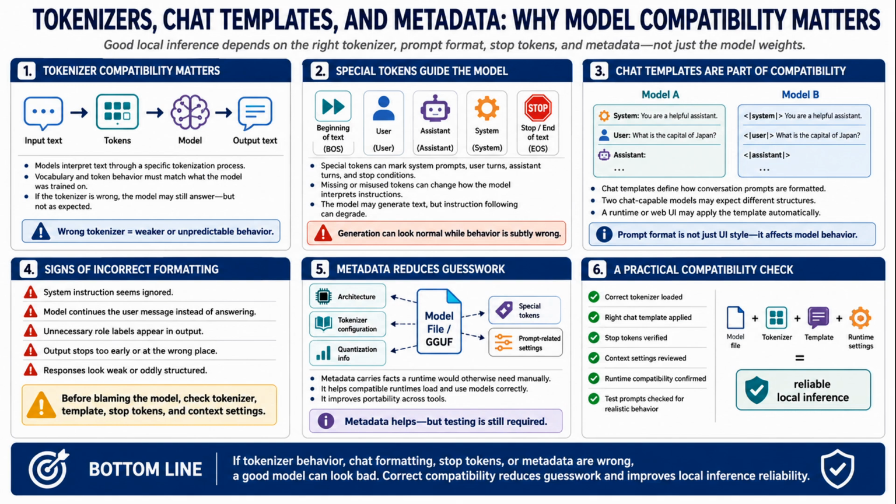Tokenizer compatibility matters because the model was trained to interpret text through a specific tokenization process. Special tokens may mark the beginning of text, user messages, assistant messages, system prompts, or stop conditions. If those tokens are missing or misused, the model may still generate text, but it may not follow instructions in the way the user expects.